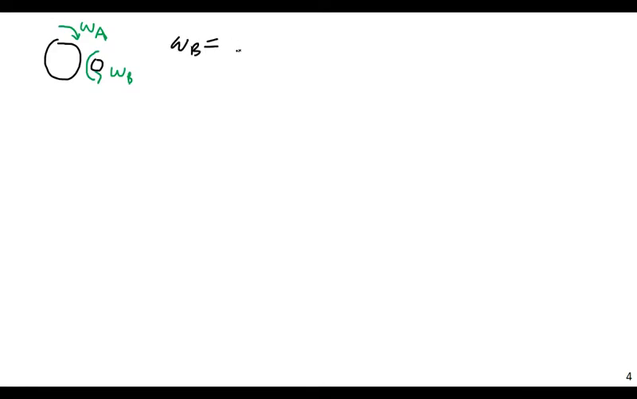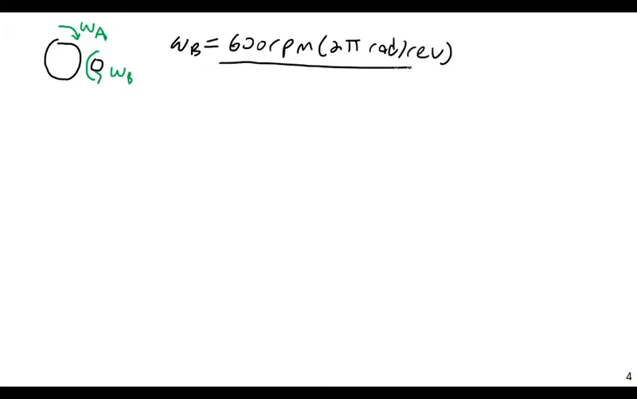So omega B then is going to equal, I want to find omega B, and I'm just going to use the knowledge that this is 600 RPM. I'm just going to convert RPM to radians per second, times 2 pi radians per revolution, and then 60 seconds per minute, and that produces a value of 62.8 radians per second.